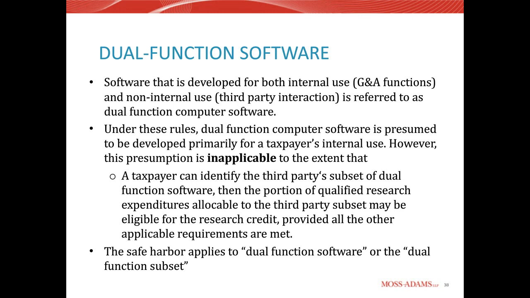So on the one hand, you're able to say, I know for a fact that there's a 75% component of this software product that I use internally that is strictly for internal use. And so what you would need to do is satisfy the high threshold of innovation test for that 75%. And then the remaining 25% that is third-party facing, you only have to satisfy the 4-part test.